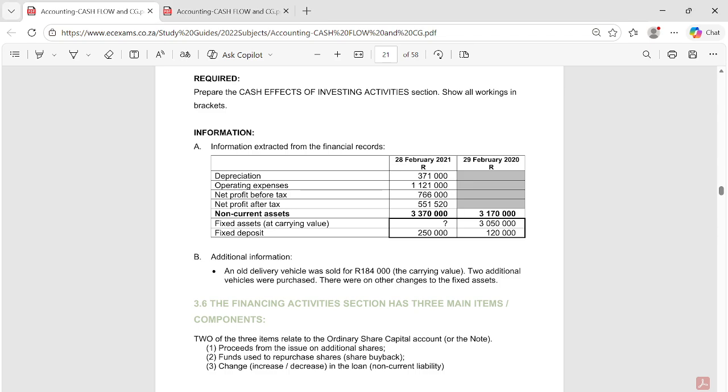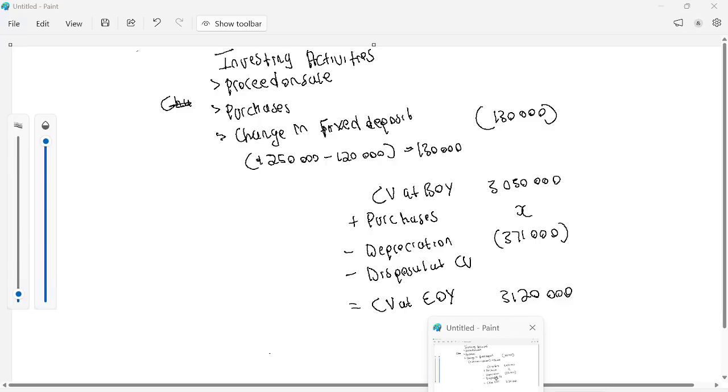Now, do I have my disposal at carrying value? Yes, I have, because they're saying that an old delivery vehicle was sold for 184,000 at the carrying value. So therefore this is my carrying value, so 184,000. So I'm having negative 184,000. Now how am I gonna get my purchase? Another thing, guys, this disposal carrying value, I'll put it as proceeds, because that's the money that I got after selling the asset. So therefore, which is 184,000.